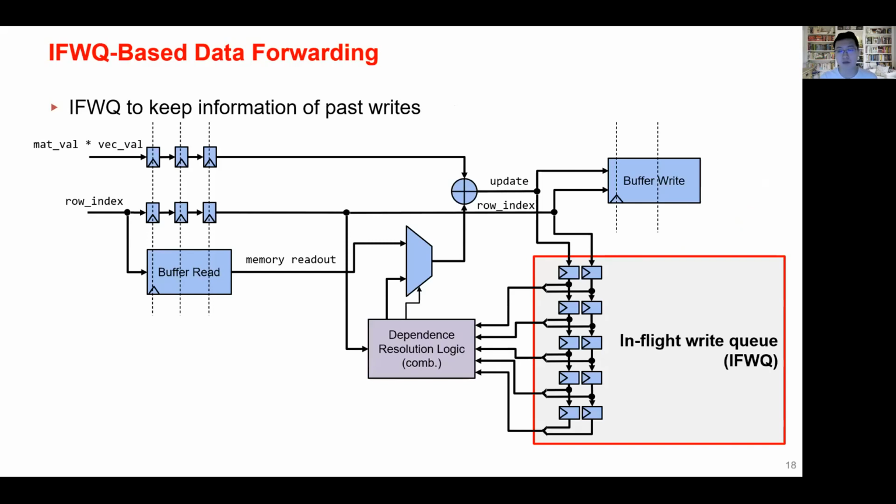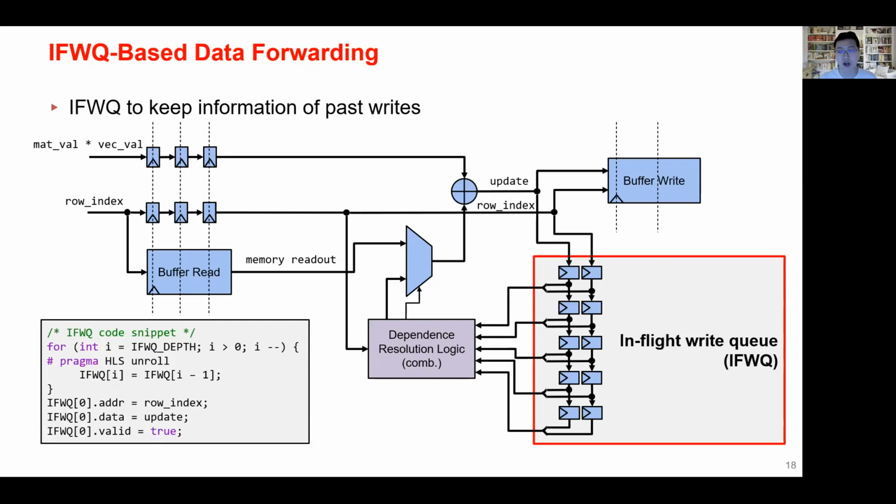Our solution is to implement data forwarding based on a data structure called the in-flight write queue. The in-flight write queue consists of a set of shifted registers that keeps the information from past issued writes. Here's a code snippet of how we update it. You can see it is shifted every iteration, or if the II is 1, every cycle. This in-flight write queue has the same functionality as the pipeline registers, and it stores just the data required to detect the dependency and forward the correct value to the input of the adder.